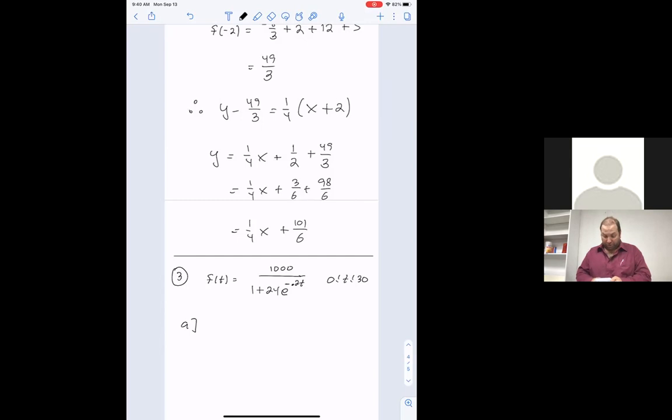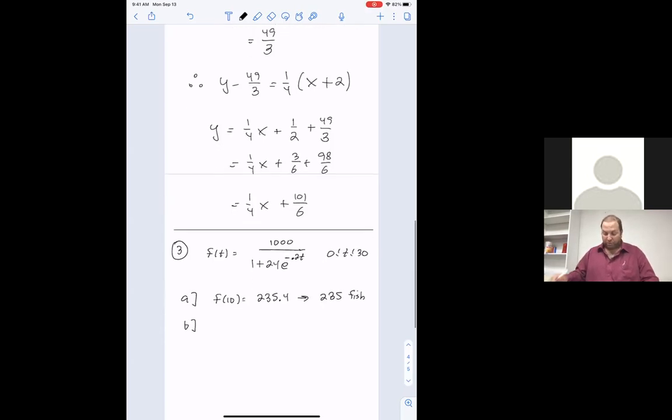I get 1,000 divided by parentheses 1 plus 24 times e to the power of -0.2 times 10. And that gives me f of 10 equals 235.4. Of course, you can't have 0.4 fish, so I'm going to round this to 235 fish. B, find the rate at which the population of fish is increasing at t equals 10.